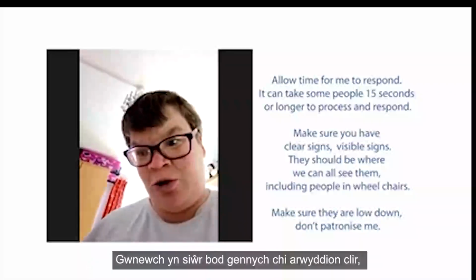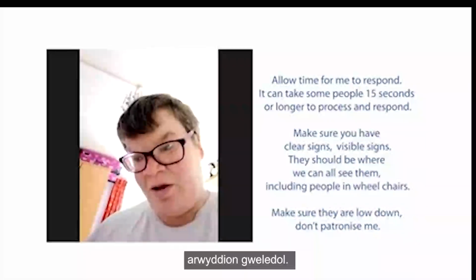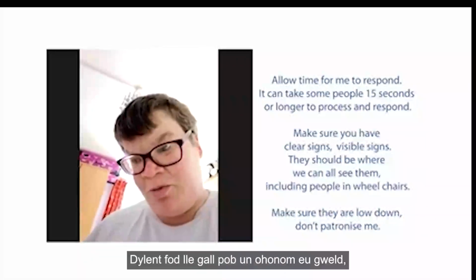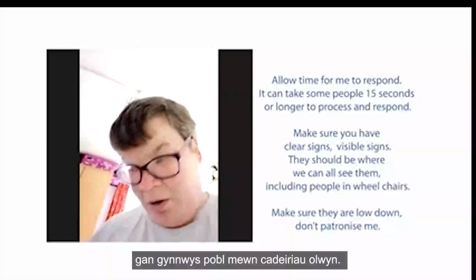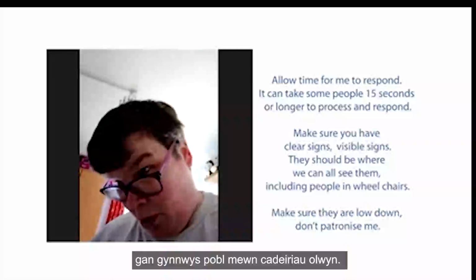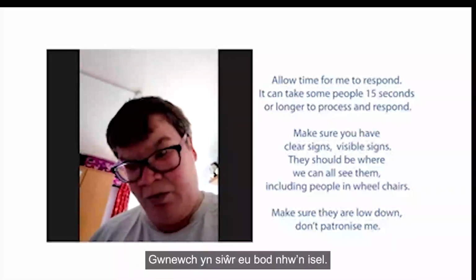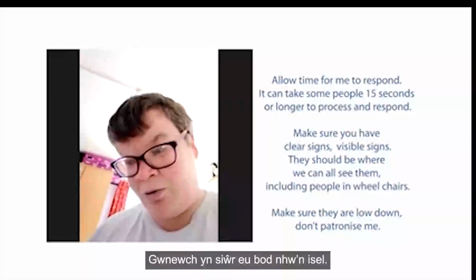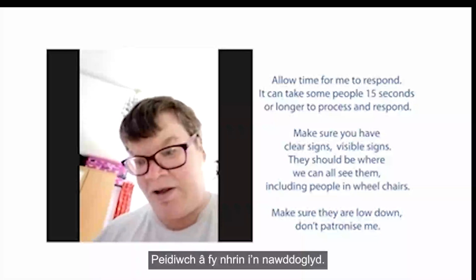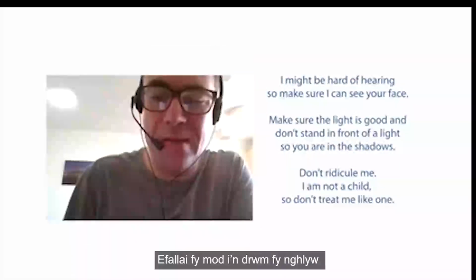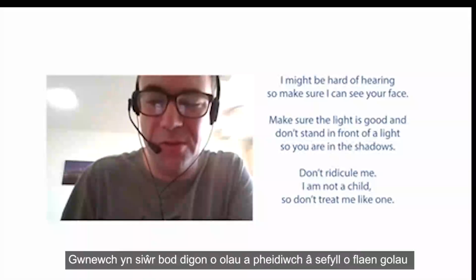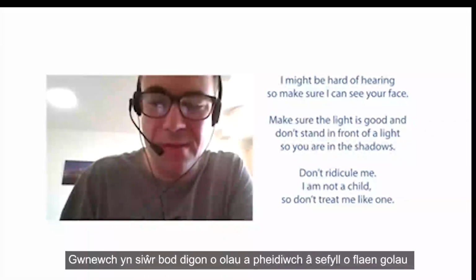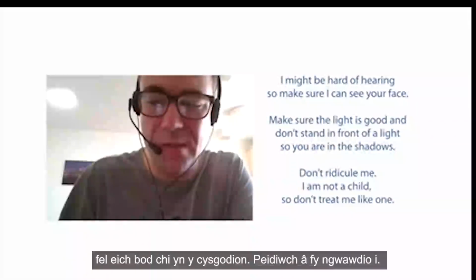Make sure you have clear signs. Visible signs should be where we can all see them, including people in wheelchairs. Make sure they are low down. Don't patronise me. I might be hard of hearing, so make sure I can see your face. Make sure the light is good. Don't stand in front of the light so you are a shadow.